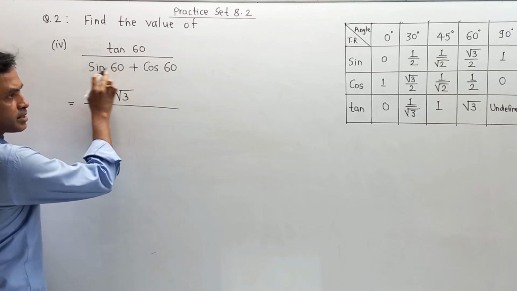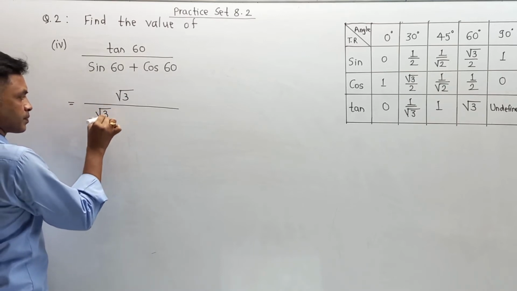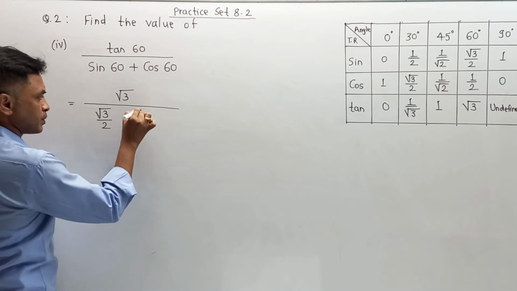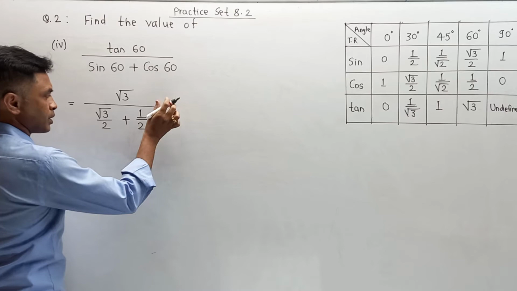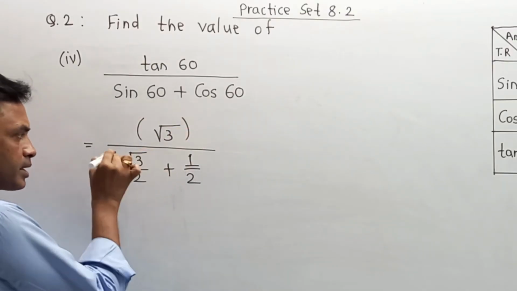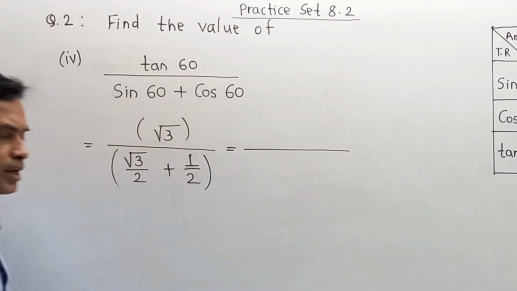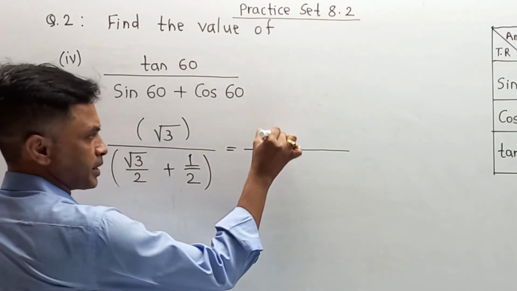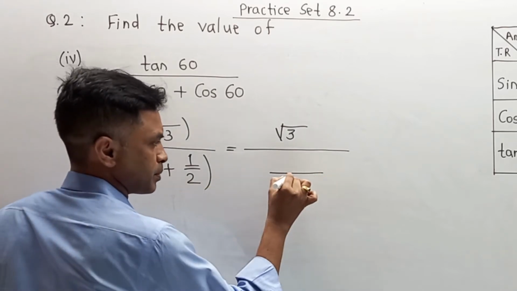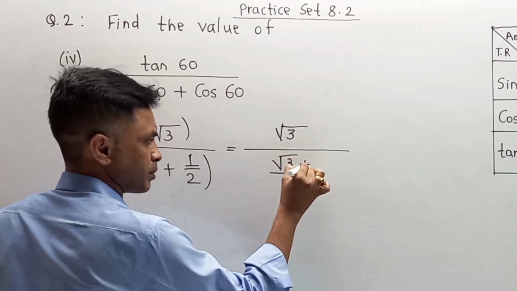divided by sin 60. So the value of sin 60 is root 3 by 2 plus cos 60, that is nothing but 1 upon 2. Starting this calculation from here only, one is a part of the numerator and the second is the denominator. Now the next step for simplification. Here root 3 from the numerator remains as it is. Here base is 2 and 2, so the common base becomes 2 and here it becomes root 3 plus 1. So here it becomes root 3 plus 1.